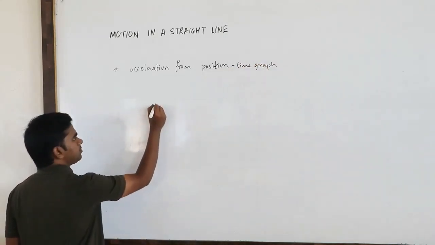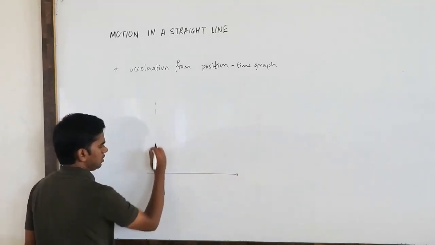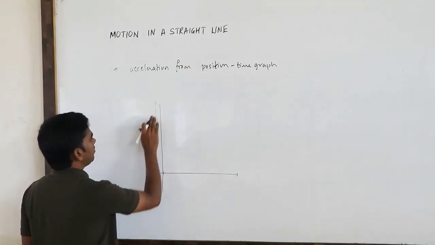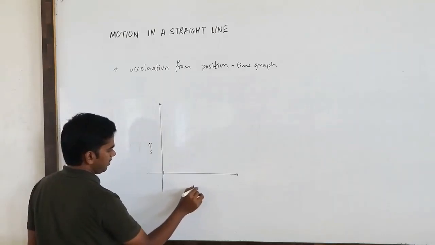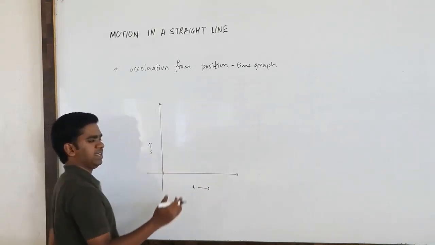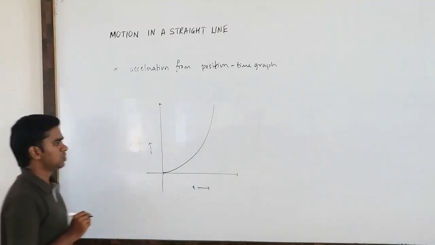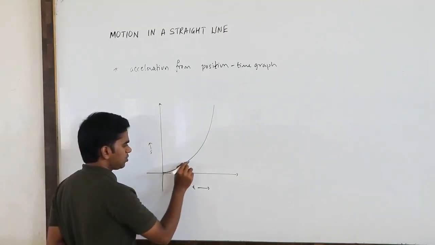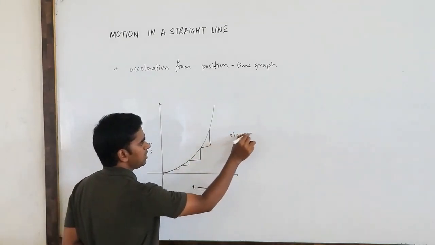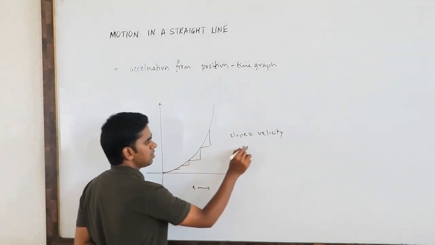Suppose you have this as your position, I will take along the y-axis, and t along the x-axis. Okay. So if it is accelerating, if it is positive acceleration, we will get a graph like this. Here, if you take the slope, you will get velocity. The slope of the ST graph will give you velocity.